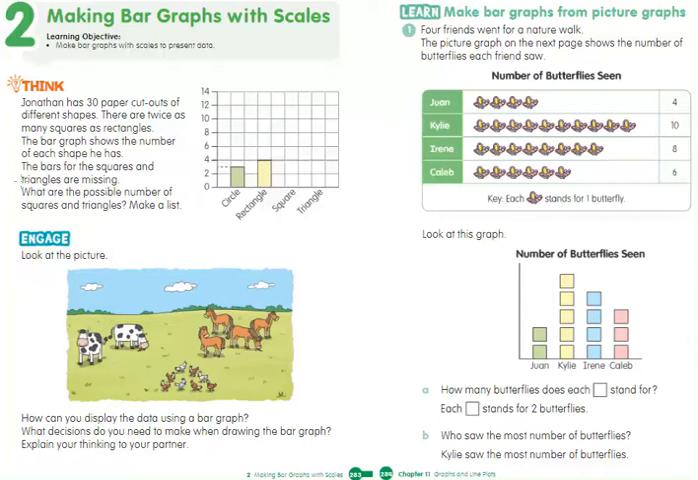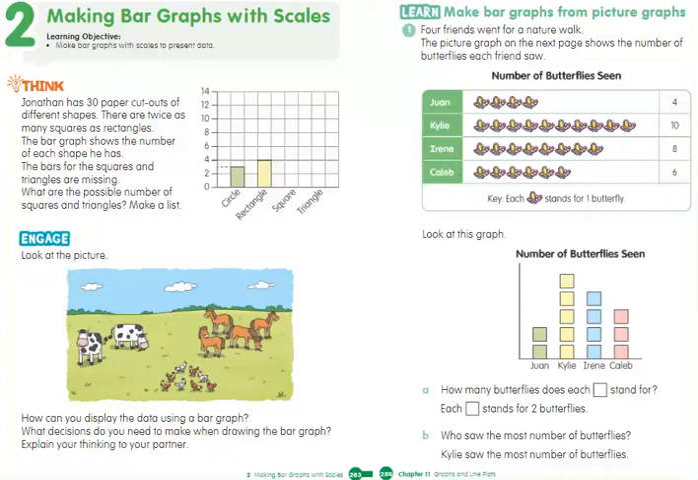By the end of the lesson, you should be able to make a bar graph with scales to represent data. Let's look over here on this page. It says learn, make bar graphs from picture graphs. So 4 friends went for a nature walk. The picture graph on the next page shows the number of butterflies each friend saw. Notice this has a title. Anytime you do any type of graph, you need to give it a title. This one says the number of butterflies seen. We know there were 4 friends and we have their names here: Juan, Kylie, Irene, and Caleb.